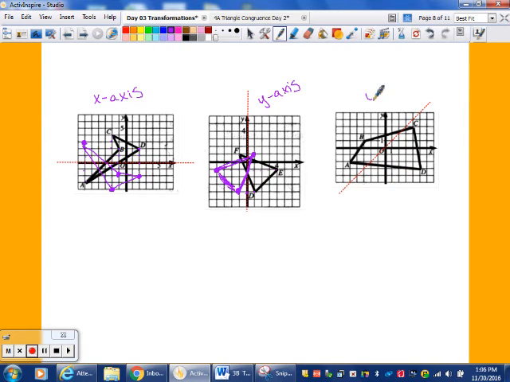The most tricky one is the last one, over y equals x. So I need to think, let's start with A here. A is at -5, -2. So now it would be at -2, -5, right? It's going to be down here. B is at -3, +1. So then 1, -3. C, 4, 3 would become 3, 4.